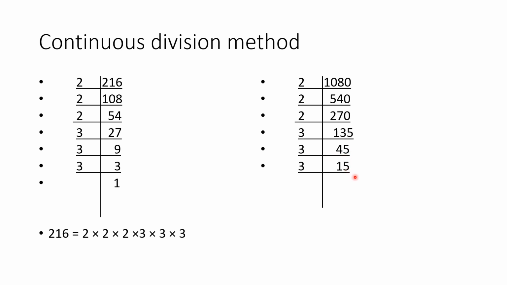Again 45 is divisible by 3. That is 15. 15 is also divisible by 3. 3 5s are 15, and 5 is a prime number which is divisible by 5 only. 5 ones are 5. So it is a prime factorization of 1080, which equals 2 multiplied by 2 multiplied by 2 multiplied by 3 multiplied by 3 multiplied by 3 and multiplied by 5.